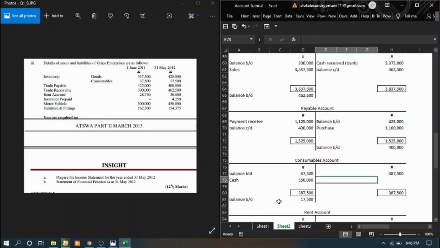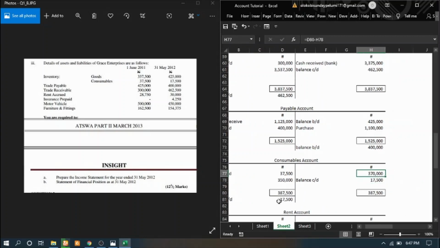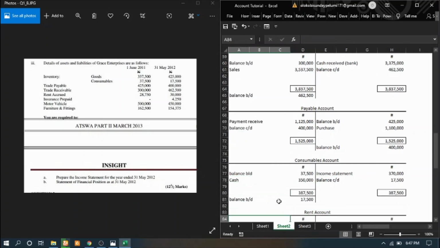So we can have our balance carried down here now. I think you are with me. Balance c/d, and that will give us 17,500. So we have calculated the amount of material consumed by the organization, and that will be charged to the income statement.